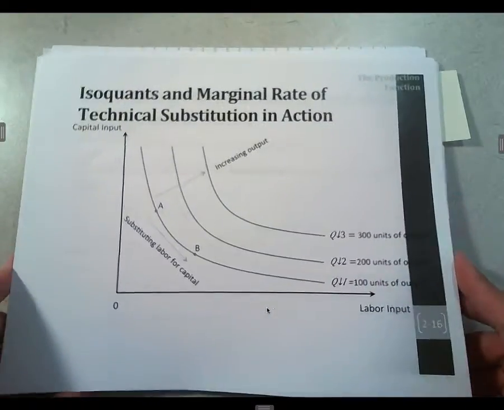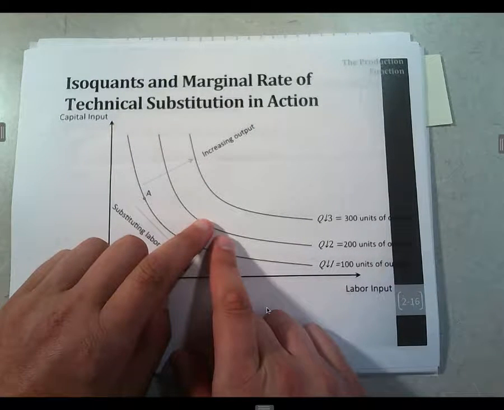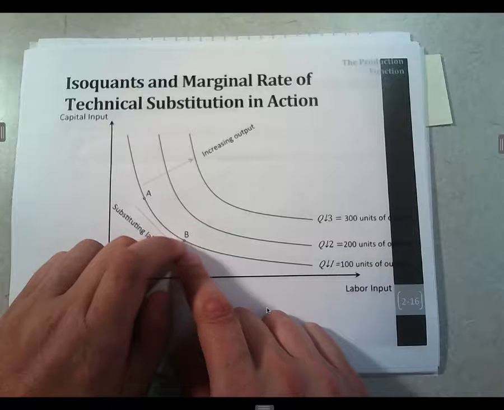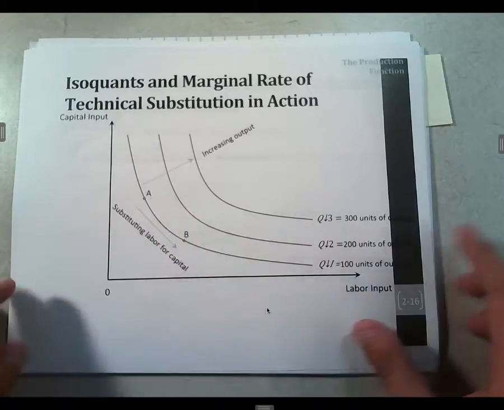And that's what we start to see right here. Now I can shift out the ISO quants further from the origin if I have more inputs. This would just be saying that if I had more of both inputs, I could have more of the outputs.